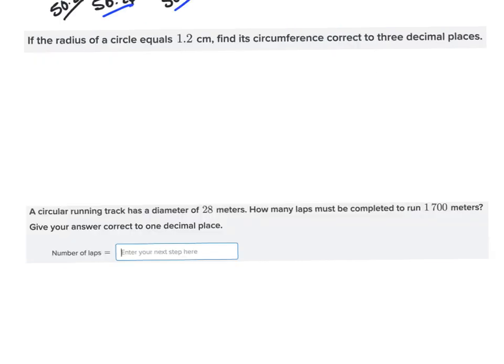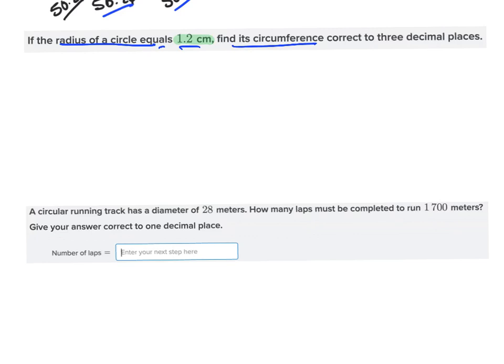Okay, so this one is another most common missed problem. And I personally think that's probably because of that right there, the 1.2 centimeters. But let's look at it. I'm not sure what it is. Maybe you can communicate to me later what it says. But it says the radius of a circle is 1.2 centimeters. Find its circumference. So remember what we said.